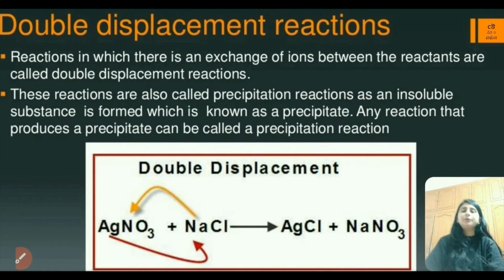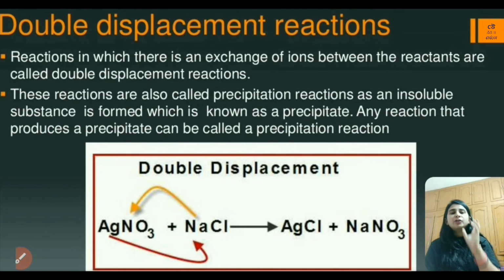So since we have talked about all the things related to displacement reaction, now we are going to talk about double displacement reaction. अब students, double displacement reaction क्या होती है? Reactions in which there is an exchange of ions between the reactants are called double displacement reactions. These reactions are also called precipitation reactions. The reason behind that is an insoluble substance is formed, which is also known as a precipitate.